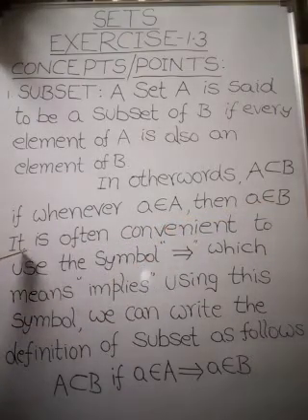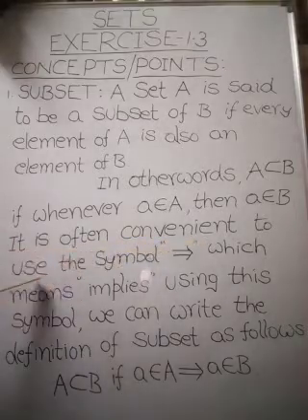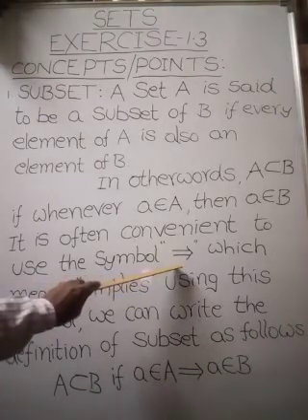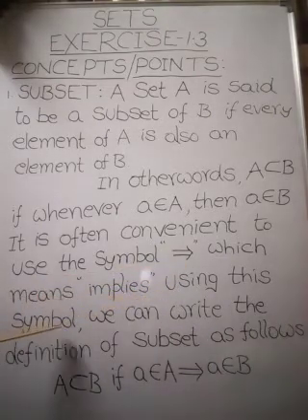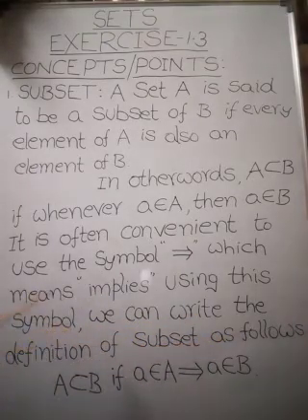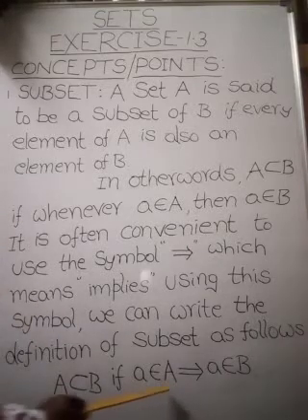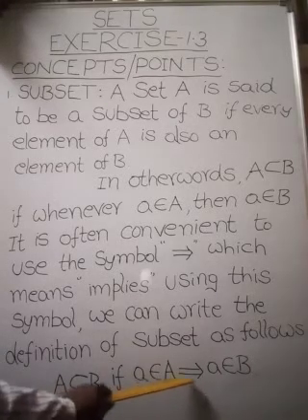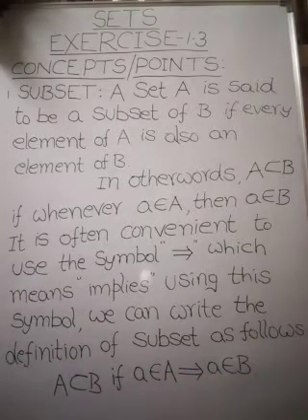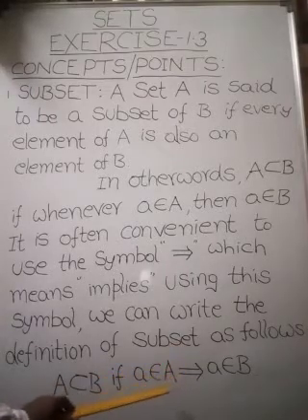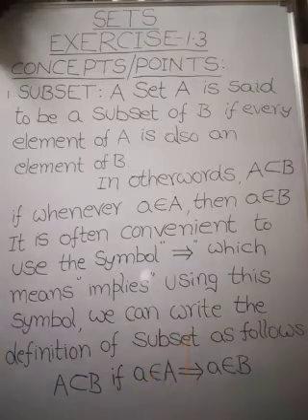Okay, my children. It is often convenient to use the symbol ⇒, which means implies. This symbol stands for implies. Using this symbol, we can write the definition of subset as follows: A ⊂ B if a ∈ A ⇒ a ∈ B. If this condition is satisfied by the set A, then A is said to be a subset of set B.